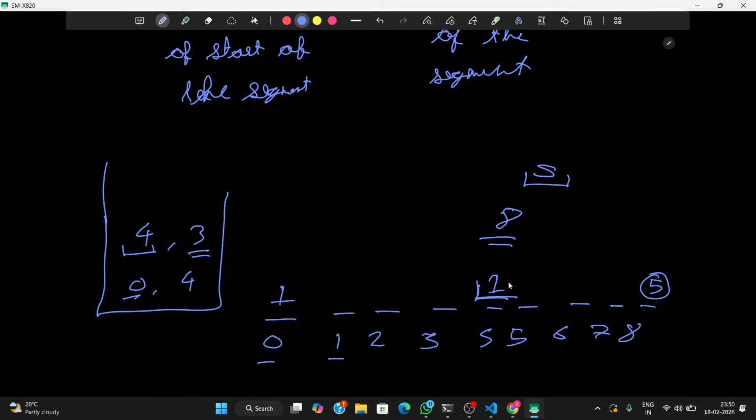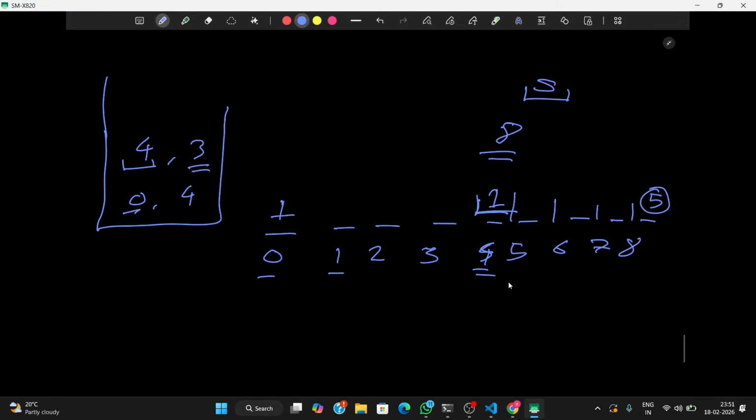How can we break the segment? The segment that started at 4 was there up to 7. So how many ways can we end the segment starting at 4? We can end it at 4 only, at 5, at 6, and at 7. So we can end it in 8 minus 4 ways. We will simply add this to our answer, and we will remove this segment from the stack.